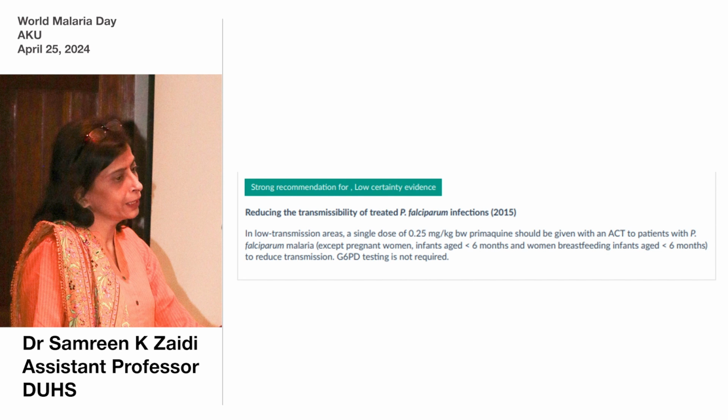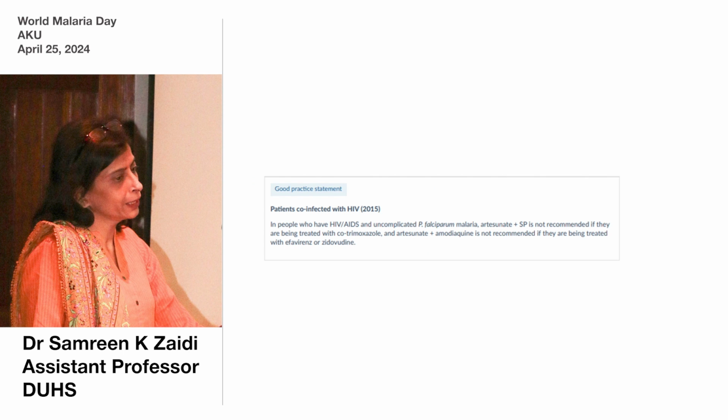You cannot give it in children under 6 months of age, you cannot give it in pregnant women, and you cannot give it to nursing mothers whose infants are less than 6 months of age. So this is a good practice.